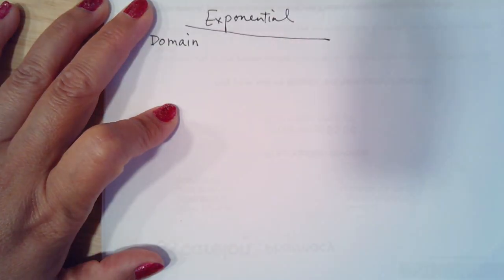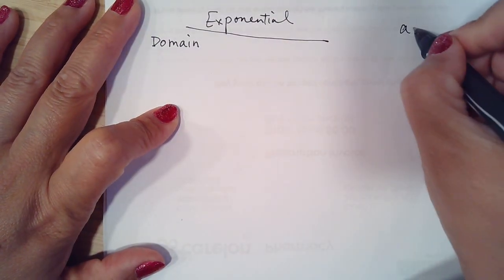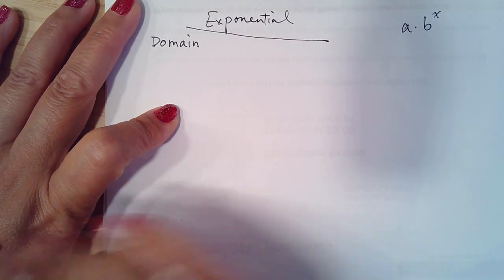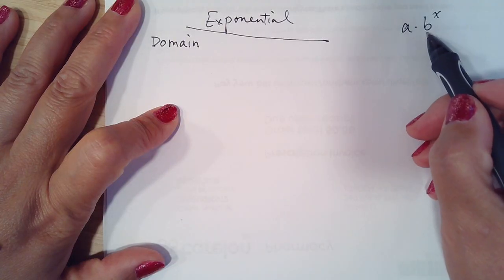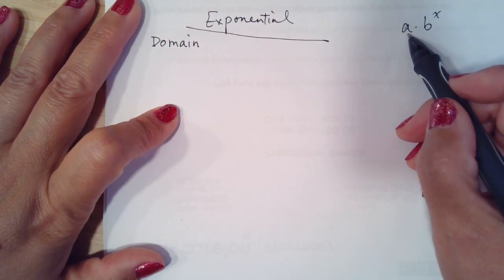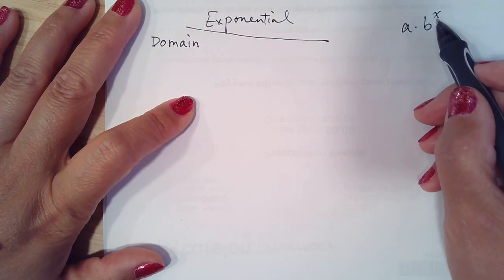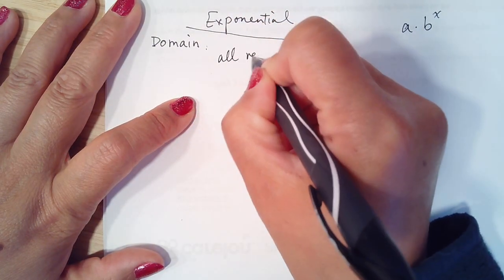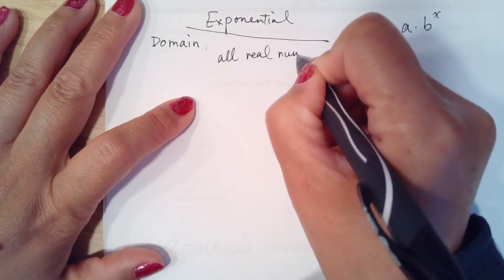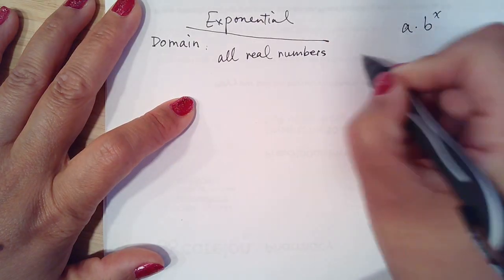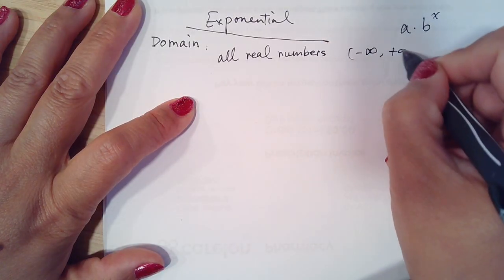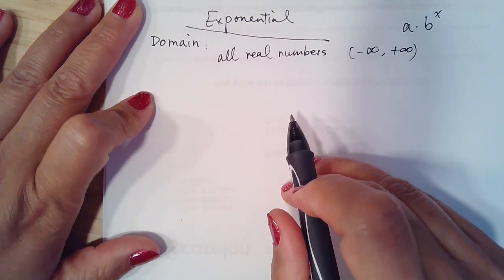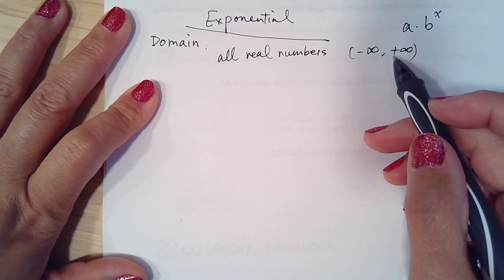For an exponential function, what is the domain? Remember it looks like this: a times b to the x power. And for this b, we have a requirement: b has to be positive and cannot be 1. And a is another real number. And what happened to x? Let me tell you, this domain is all real numbers, or another way to write it is from negative infinity to positive infinity. Any real number will do. Any real number could be this x.